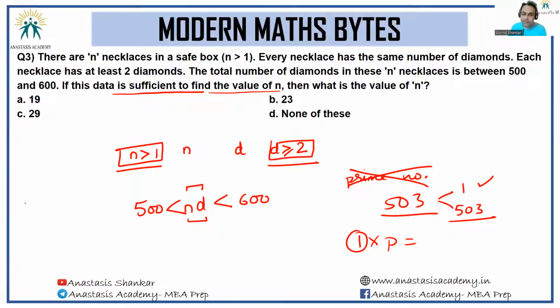So in the range 500 to 600, I either have 529, which is 23 square, or I have 576, which is 24 square. One of these 2 has to be the answer. Now, if it is 23 square, because I have to fulfill these conditions, n has to be greater than 1 and d has to be greater than equal to 2, the only possible case is 23 into 23.